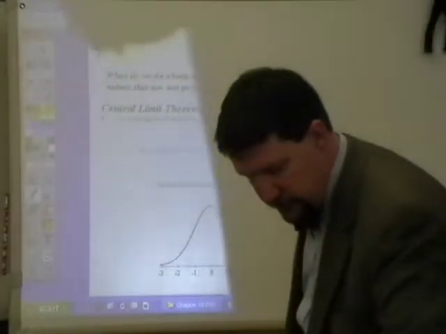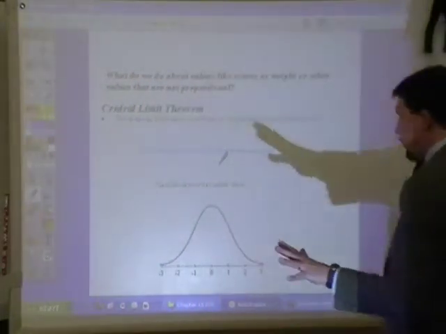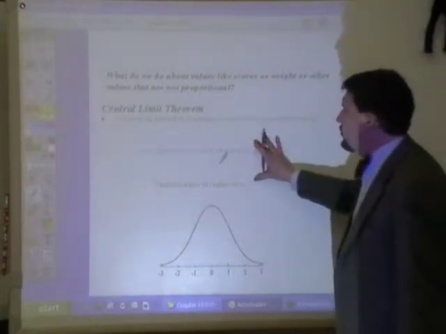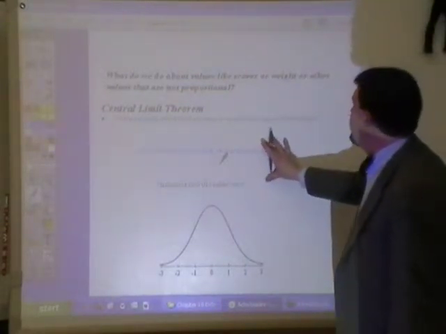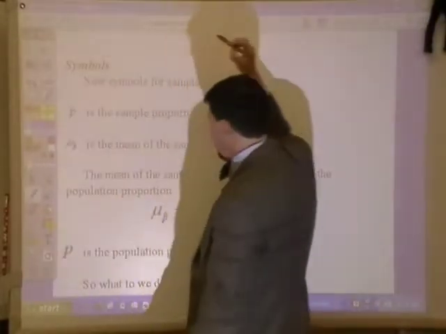So let's finish this, because we can actually finish this probably right now and have this entire thing be two films. Okay? So that's the big thing with the central limit theorem. What we need now is some symbols here. Let's see, where did the symbols go?